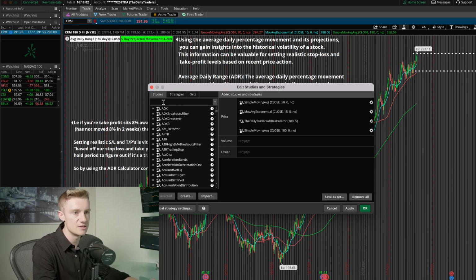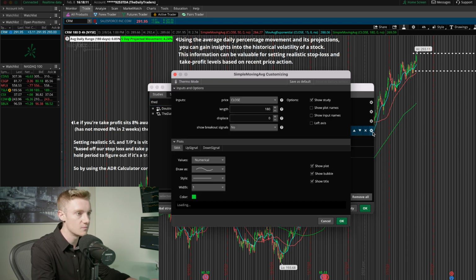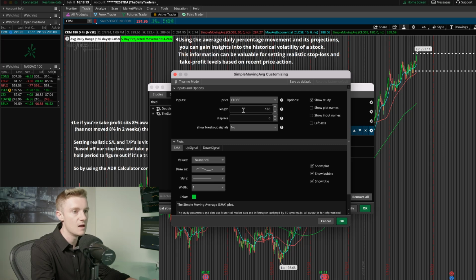Then it'll load, and it'll be in your Thinkorswim under studies. So you'll be able to look up the daily traders ADR calculator. If it doesn't automatically apply to your chart, it'll pop up. Click on the gear icon. Now, the length has to stay at 180 days. Okay, it doesn't have to, actually.